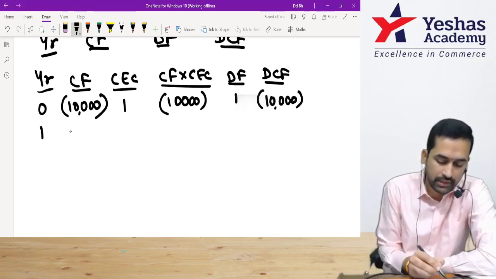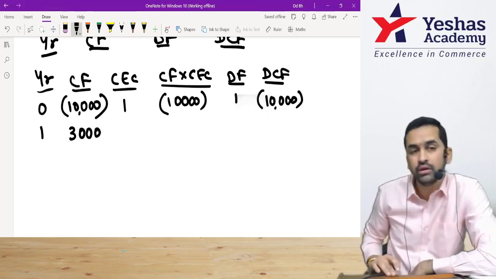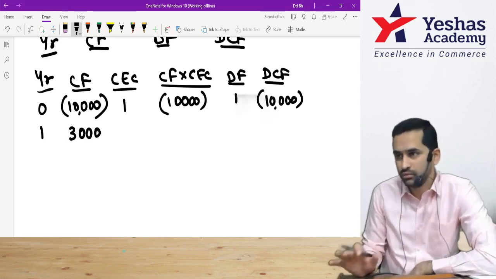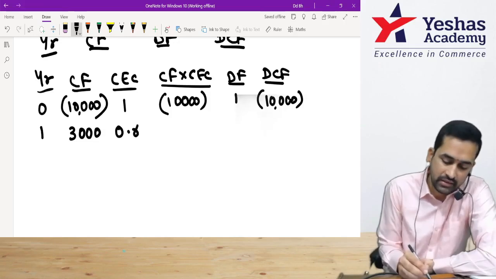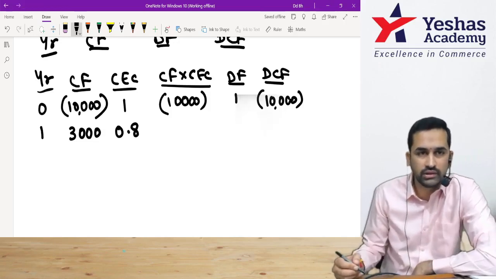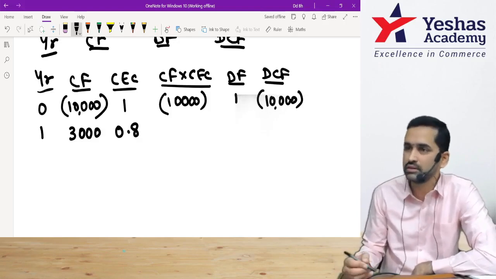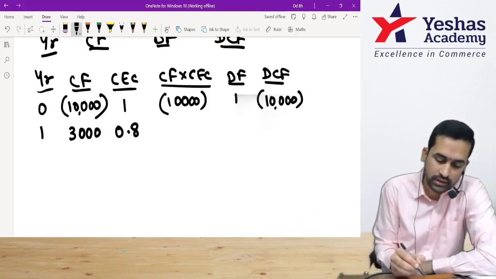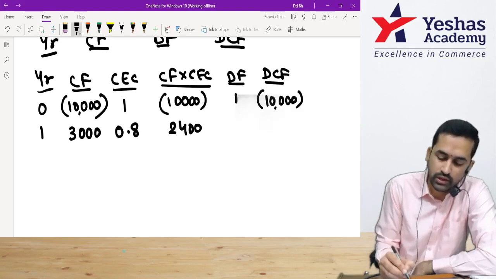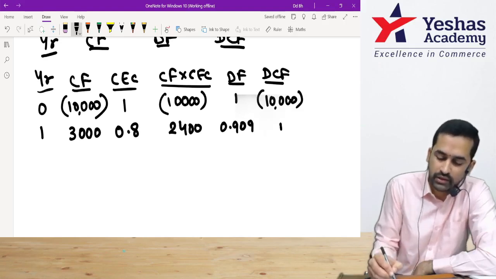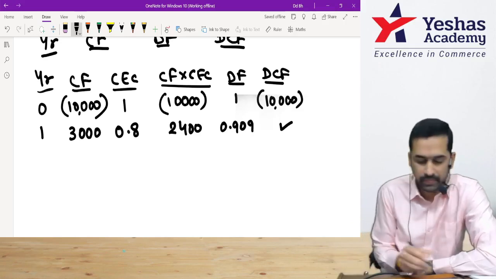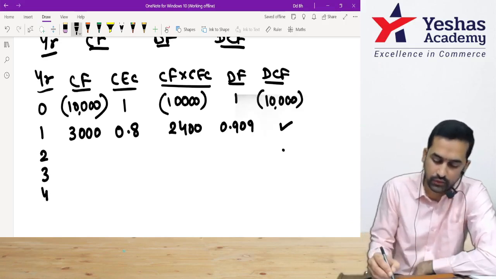Year 1, I am expecting 3,000 to be my cash flow. But is it 100% certain? No. Then I assign a certainty equivalent coefficient, say 80%. This is purely an estimated figure: 80%, 90%, 20%, and so on. Then this will now become 2,400. This you multiply with the discounting factor, and then you take the number here. Like this, year 2, year 3, year 4, and so on.